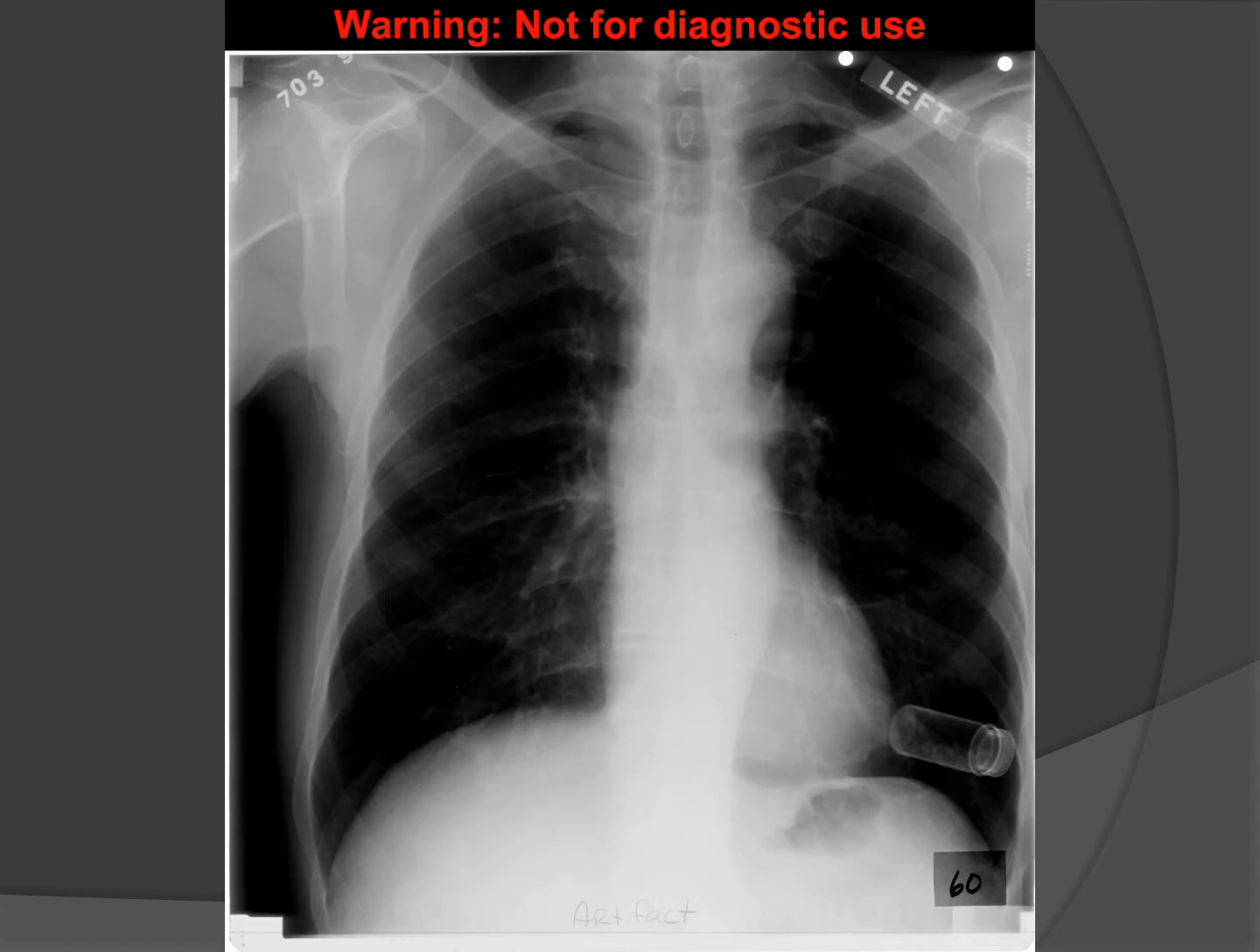Here's another image that clearly has an artifact in it. Overall, it looks like a pretty decent image at first, but if we look really carefully down here in the bottom of the left lung, we have a pill container. So we have a patient that had their pills in their pocket when the image was taken. So again, this image would need to be repeated.